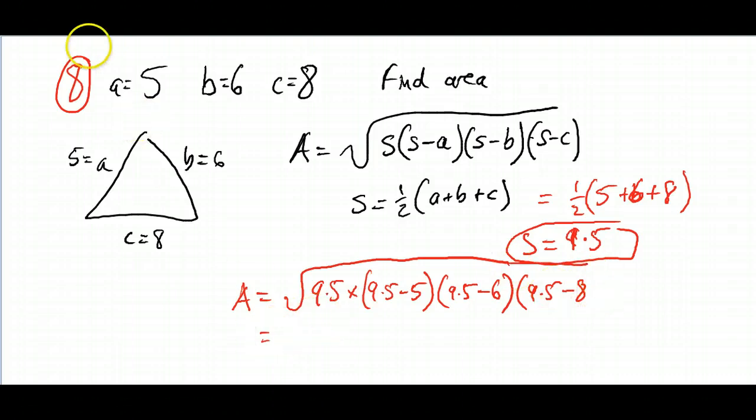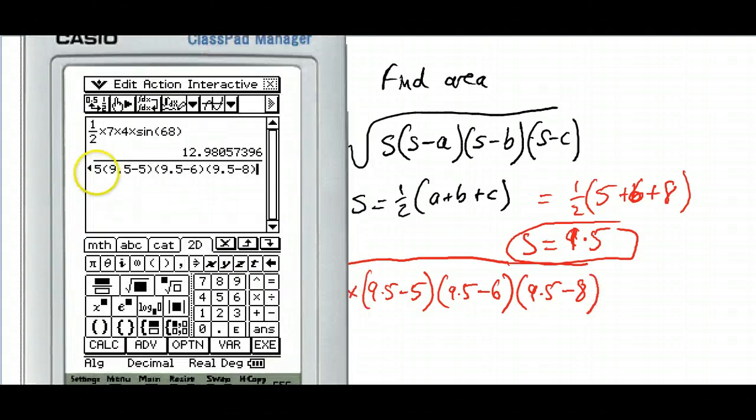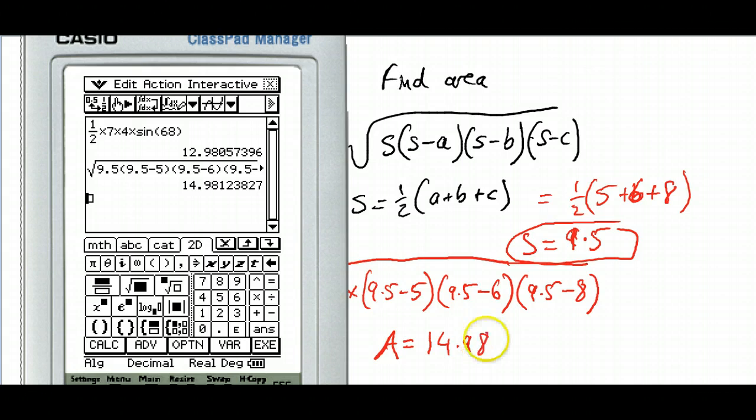Okay, let's put that into a calculator and see what we get. Okay, so I've put all our values into the calculator, as you can see there, and I've also put the square root in. So when we press execute, we get 14.98. So the area of this triangle equals 14.98, and whatever the units would be, let's say these were all in meters, all these side lengths, then it would be meters squared. But if you're not given any units, you don't have to put them in. So 14.98 is the answer.